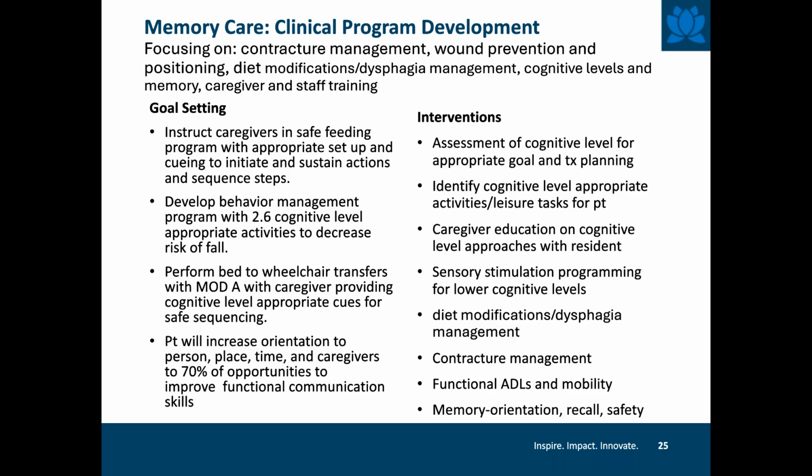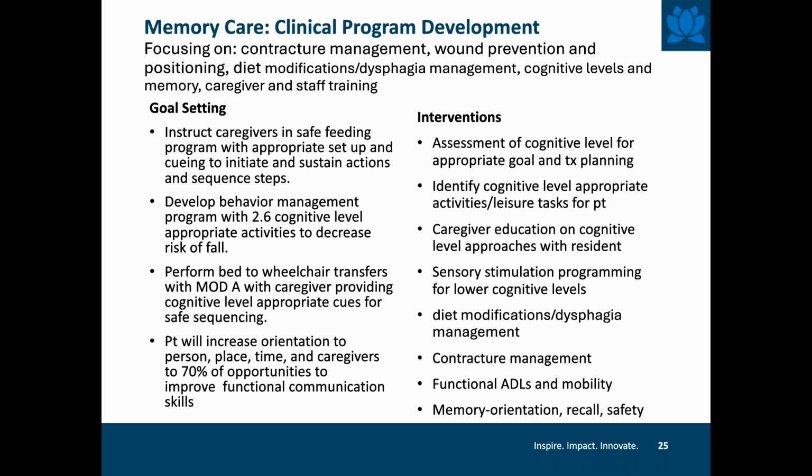So for interventions, it's very important that we do an assessment of their cognitive level in order to appropriately set our goals and provide the most appropriate and effective treatments. It's also important to identify cognitive levels in order to provide appropriate activities and leisure tasks for the patients that they can participate in and enjoy. Once identifying the cognitive level, this may also include training for the activities director, staff members, and caregiver education on cognitive level approaches with the residents in order to promote effective communication with our patients and also the highest level of independence and safety. Other interventions might include sensory stimulation programming for lower cognitive levels by incorporating activities that engage various senses to maintain and improve cognitive function, including memory, attention, and executive function.